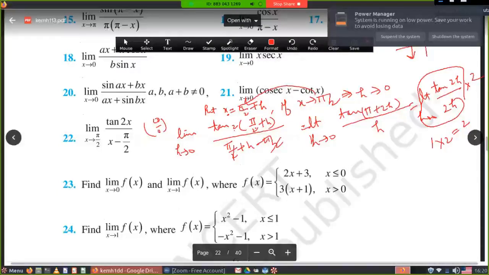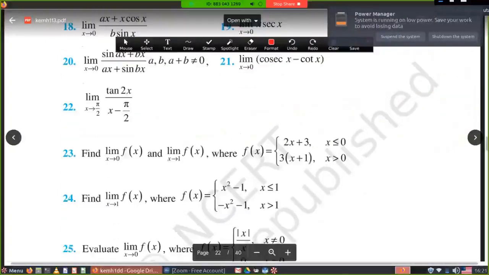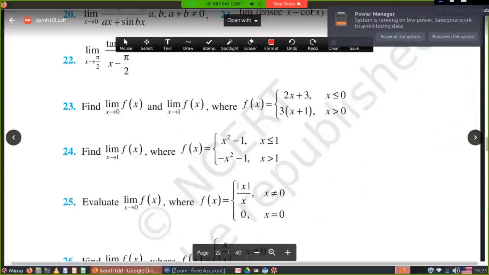Now come to the dual nature questions. Dual nature questions means question number 23. Here is a question: find the limit as x tends to 0 of the function f(x) and the limit as x tends to 1 of the function f(x). We have to solve, but the question is given in the dual nature.